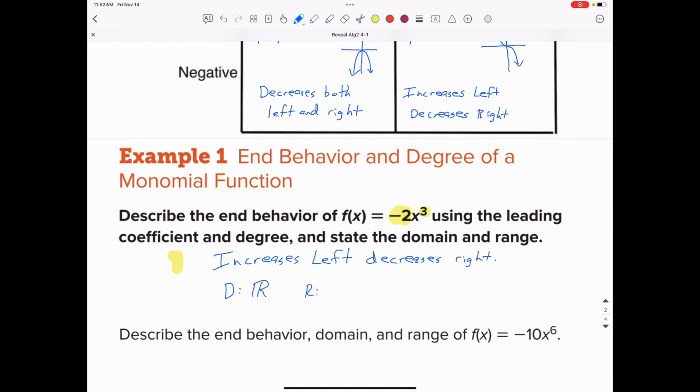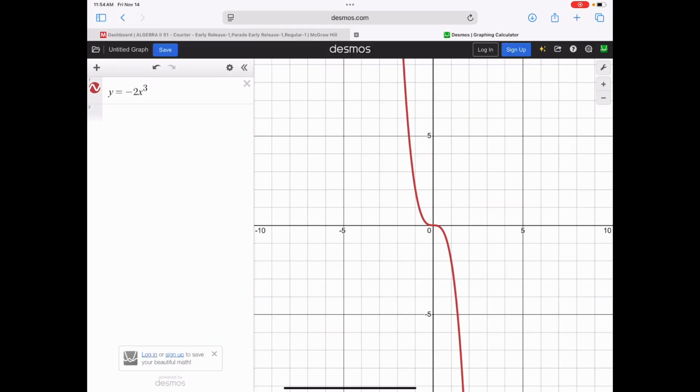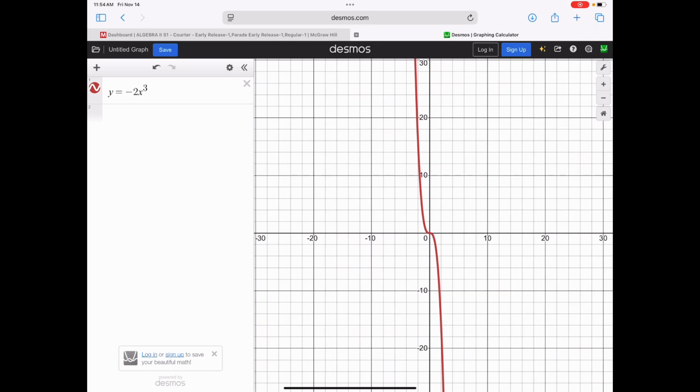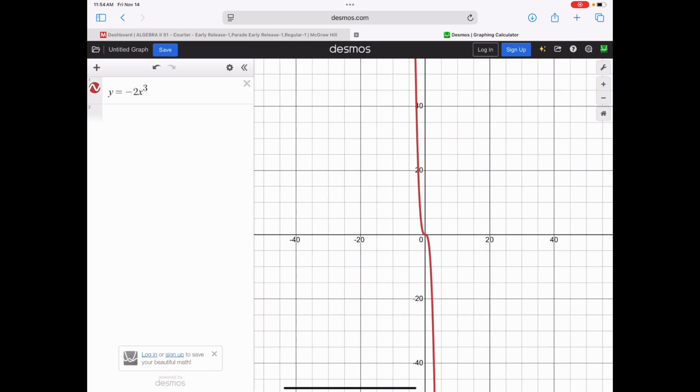So again, we've not explored what negative 2x to the third power looks like. So I'm going to go ahead and put this as a graph on Desmos. And here's the graph of y equals negative 2x to the third power. And you can see that as we zoom out, it is increasing forever to the left, but it is also decreasing forever to the right. And that means that the range is also going to be all real numbers.